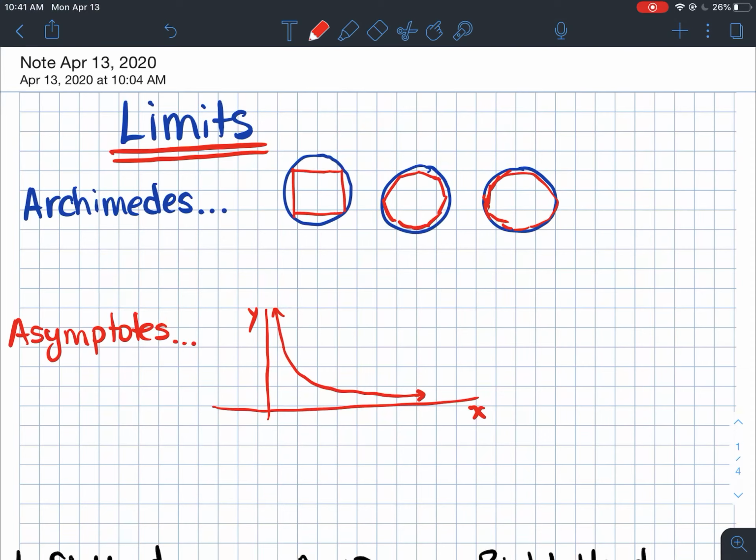So the area of that polygon is approaching its limit, the area of the circle, without ever becoming an actual circle. So this is like a concept of a limit. You're increasing the number of sides.